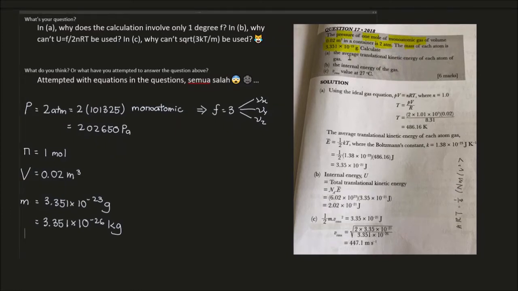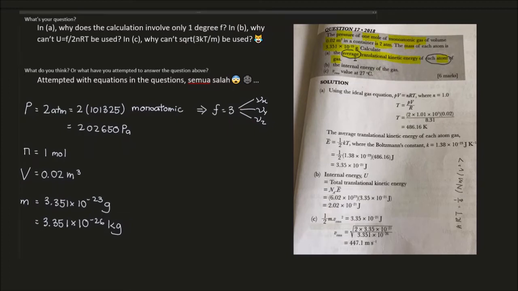So the first question is calculate the average translational kinetic energy of each atom of the gas. So it's a common fact that if you see average translational kinetic energy, it is for one atom or one molecule of gas only. When you see the word average, it should be coupled together with the idea that it's for each atom. If they're asking for the whole gas system's kinetic energy, it should be total translational kinetic energy. Then that one you need to find the total translational kinetic energy of the whole gas system itself.